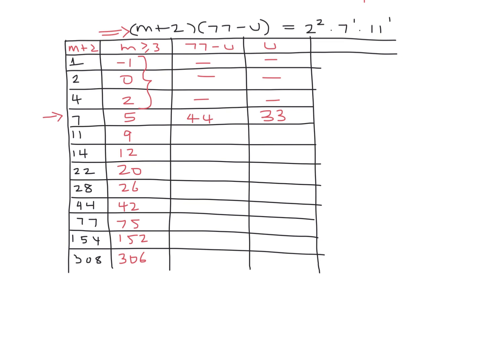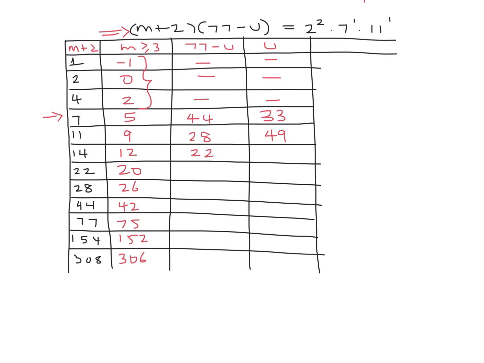And then similarly for all these other ones, I'll just do a couple more. If m plus 2 is 11, then that means the 77 minus u would be 4 times 7, which is 28. And then therefore u would be 77 minus 28, which I believe is 49. Yeah. And then similarly, you can calculate all the other ones.